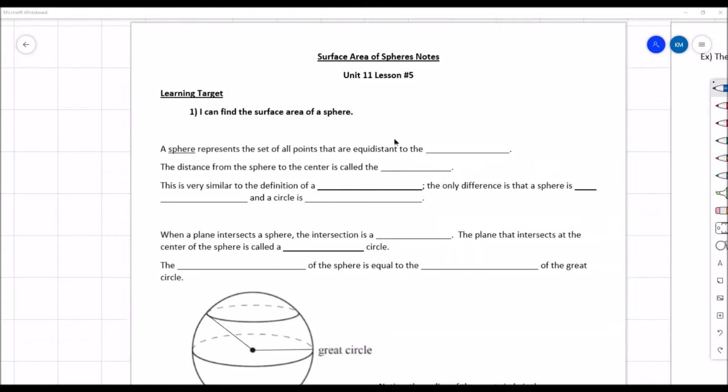Today we're looking at surface area of spheres notes. At the end of this video, you should be able to find the surface area of a sphere.